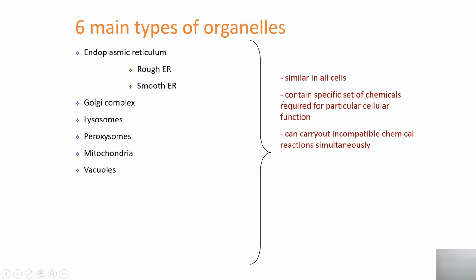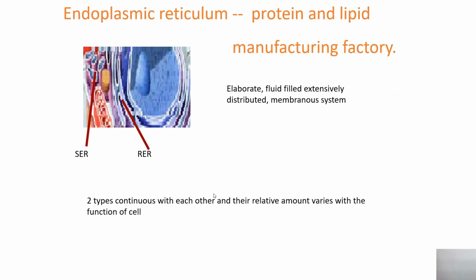Similarly, in cells that contain a specific set of chemicals required for a particular cellular function, incompatible chemical reactions can be carried out simultaneously as well. The endoplasmic reticulum is the protein and lipid manufacturing factory, an elaborate, fluid-filled, extensively distributed membranous system. Its two types are continuous with each other, and the relative amount varies with the function of the cell.